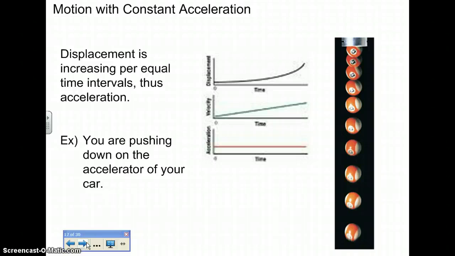All right, motion with a constant acceleration. This is when displacement is increasing per equal time intervals, thus you see an acceleration. So for example, you're pushing down on the accelerator of your car. You're going to see a graph like this. If you see a graph like that, this is your stacks right here, guys.